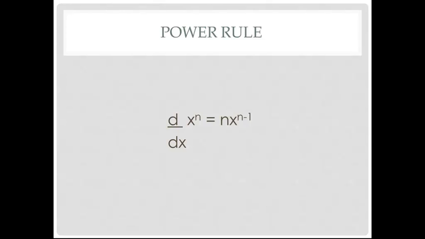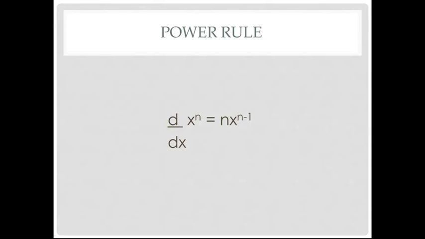Very simple. So the derivative of, say, x to the third power is going to be 3x to the second power. The derivative of 3x to the second power is going to be 6x to the first power, or 6x. The derivative of 6x is going to be 6, because the derivative of 6x to the 1 power is going to be 6x to the 0 power, and x to the 0 power is 1.